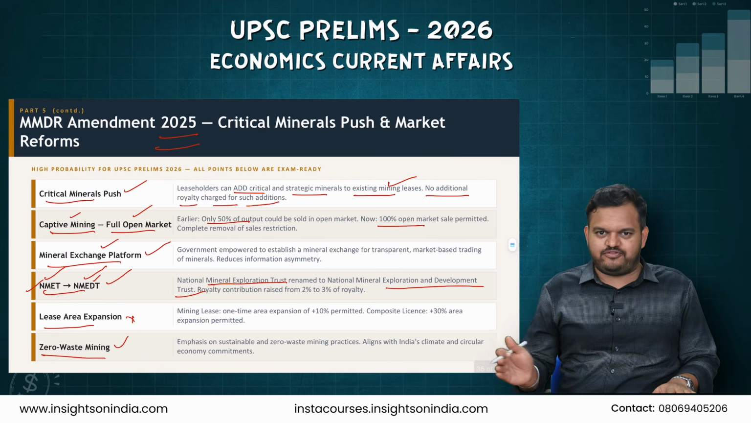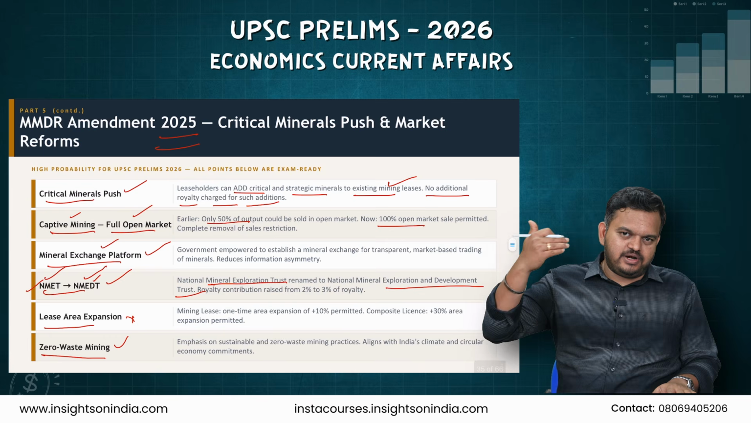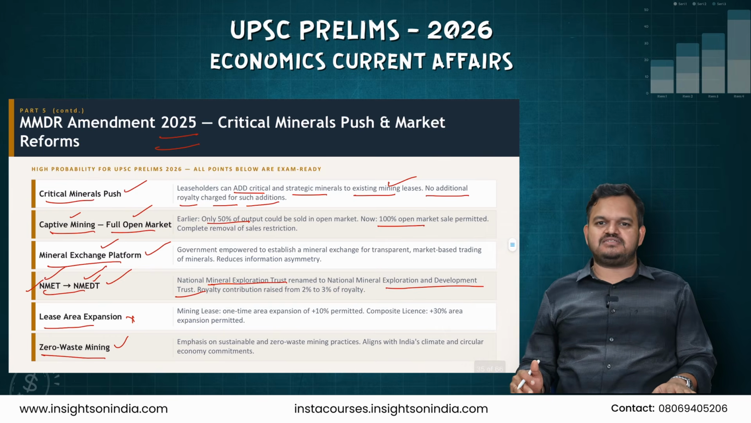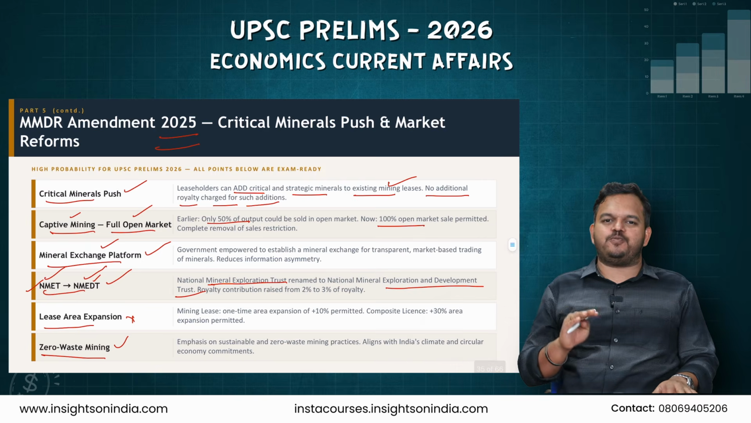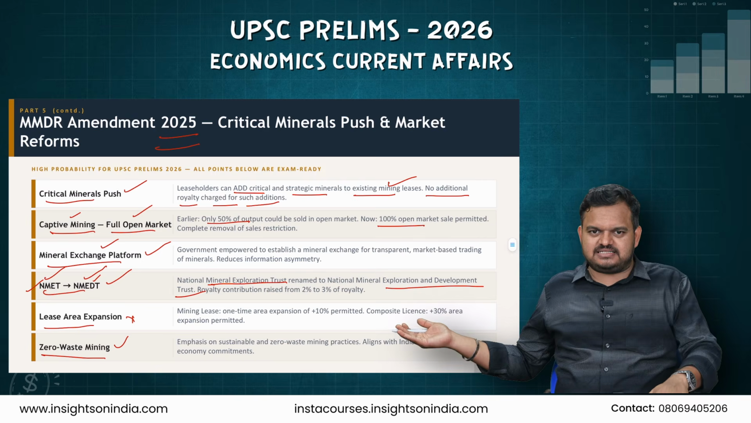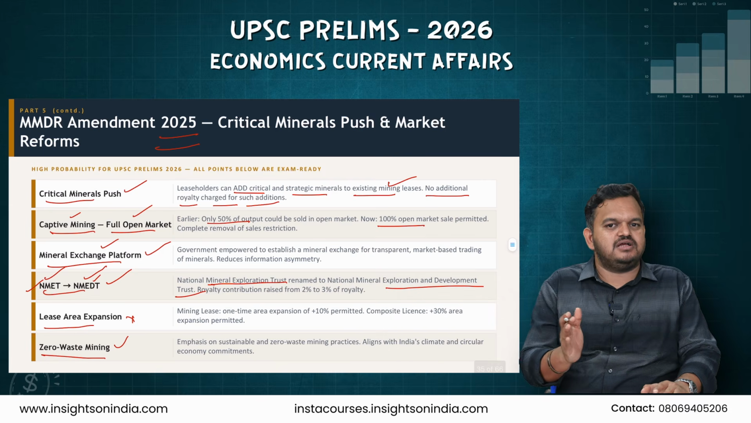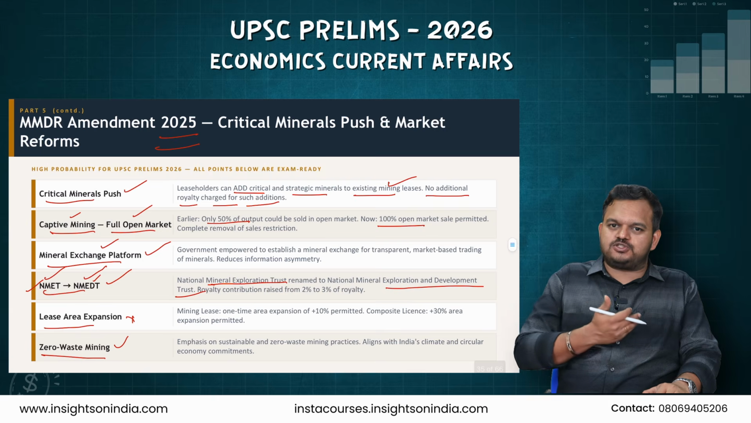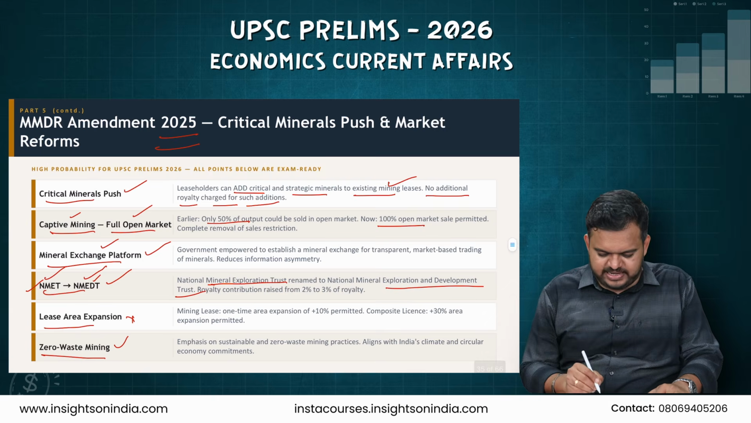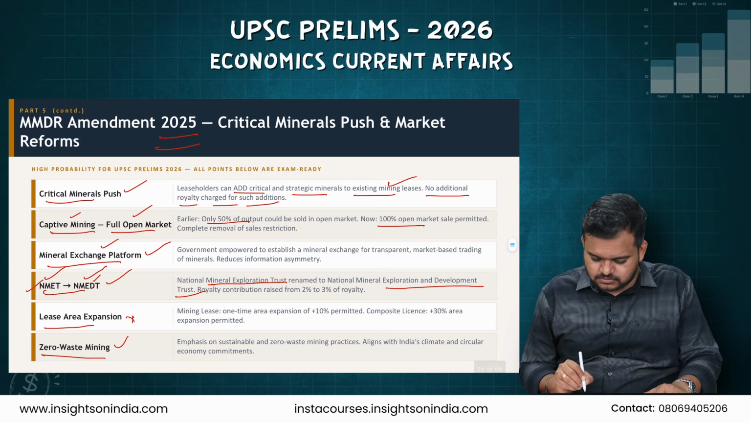But recent reforms have been made such that minerals can be sold in the full open market. They can mine the minerals. That means what? Generic and captive mines, there is no distinction now. The generic mines and the captive mines, there is absolutely no distinction. Now the captive mines also can sell their minerals in the open market, right? That is the meaning of captive mining has been made fully open to the market.